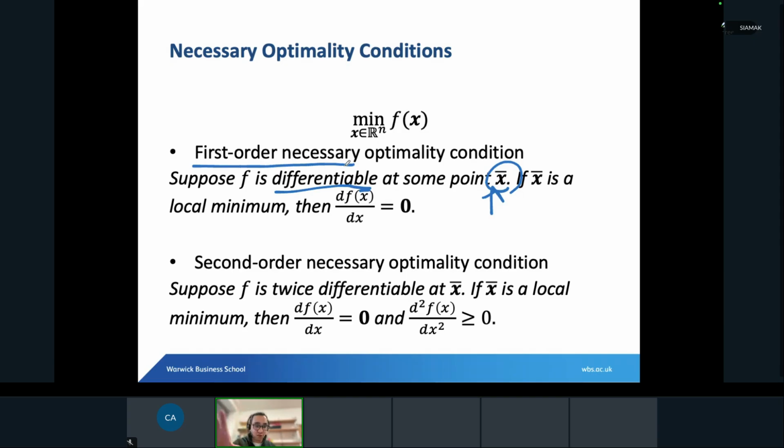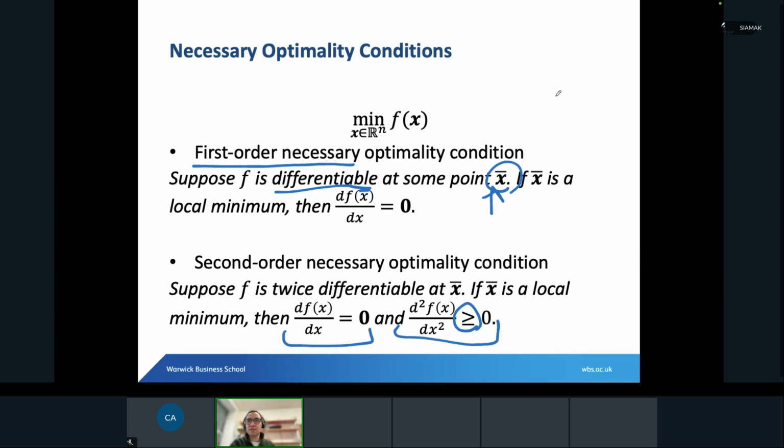It's not enough to stop here. The second order says that suppose f is a twice differentiable function at x bar. If x bar is a local minimum, then not only is the first derivative equal to 0, but also the second derivative is non-negative. We'll come to convexity and global versus local minimum in the next part, after I finish this one.